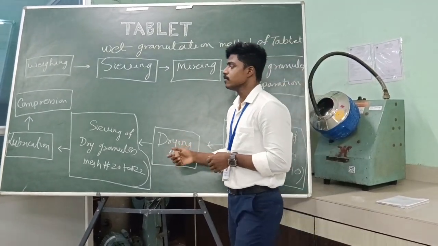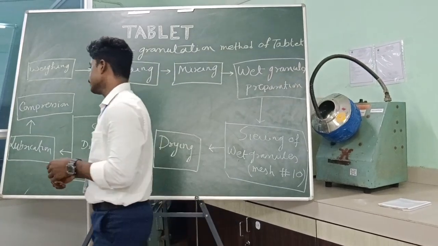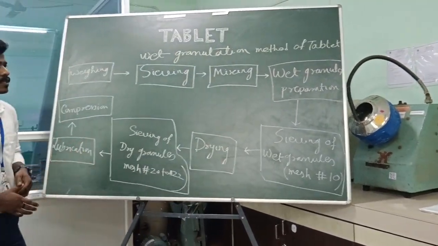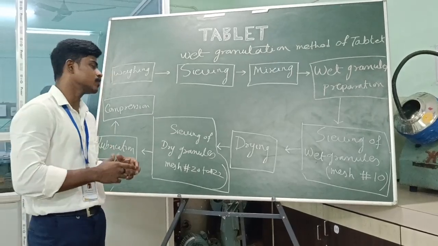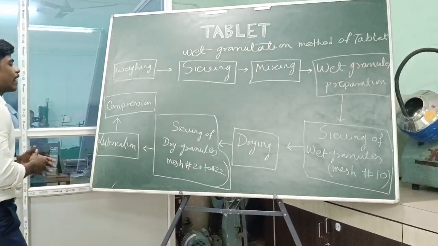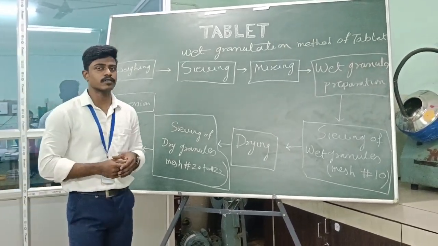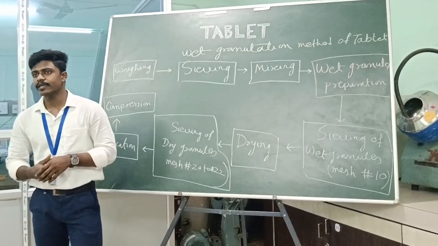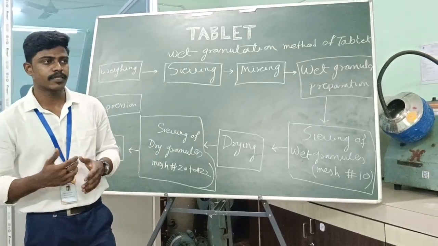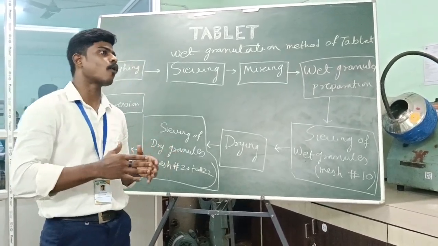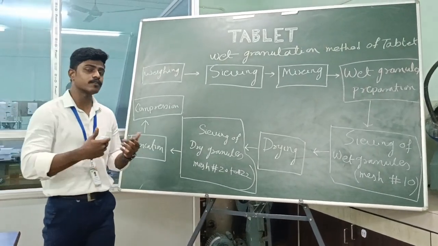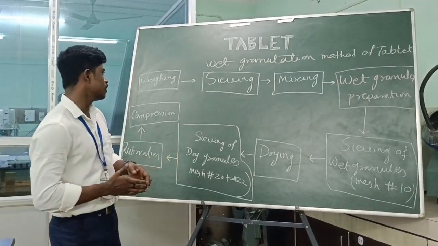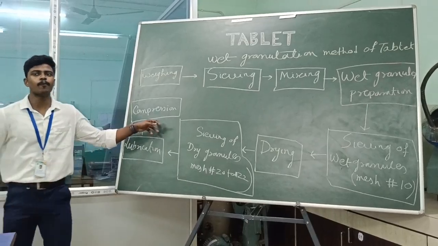And next, finally, after the lubrication, we have to check the pre-formulation studies of the granules. Pre-formulation studies means bulk density, tap density, Hausner ratio, angle of repose, compressibility index or Carr's index. If all the pre-formulation studies give positive results, then only we can go through the compression.